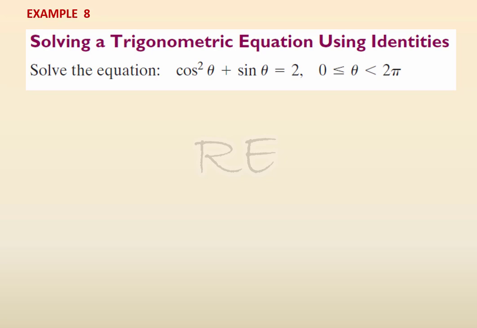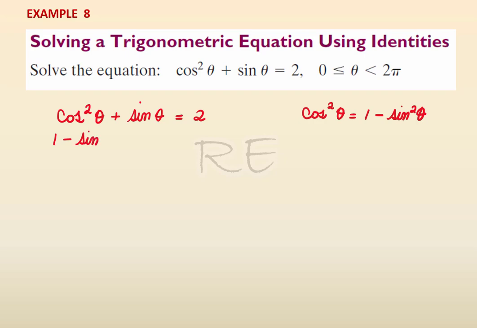Solve the equation cosine squared theta plus sine theta is equal to 2. Theta is between 0 and 2 pi. Cosine squared theta is equal to 1 minus sine squared theta. We replace cosine squared theta by 1 minus sine squared theta, plus sine theta is equal to 2.